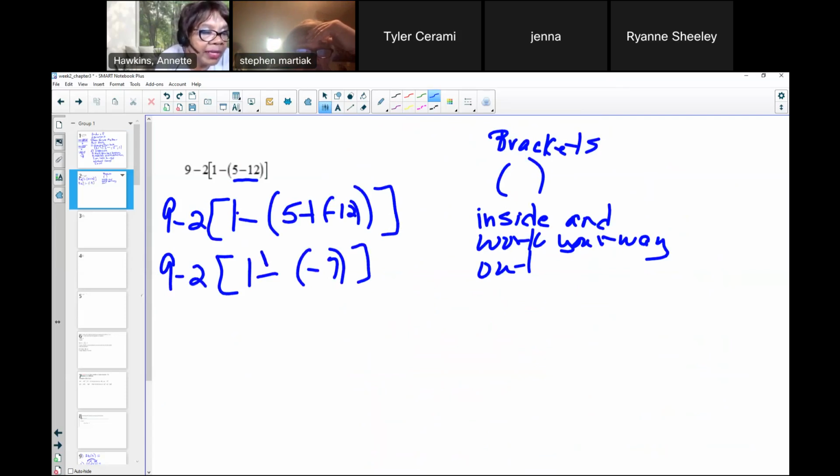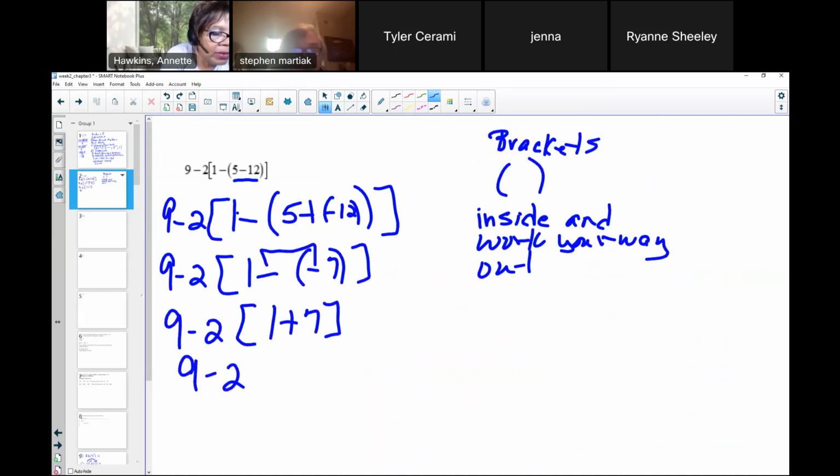Now, we talked about these two negatives coming together and that they negate each other. So this is 1 plus 7. I still have my brackets. 1 plus 7 is 8. Now, once I have gotten rid of these parentheses, I can change this bracket to a parenthesis, but I keep it like that. Now, this 2 in front means times. 9 minus 2 times 8. That's what that means.